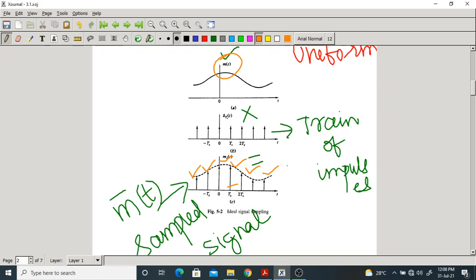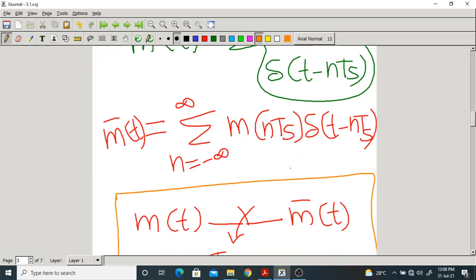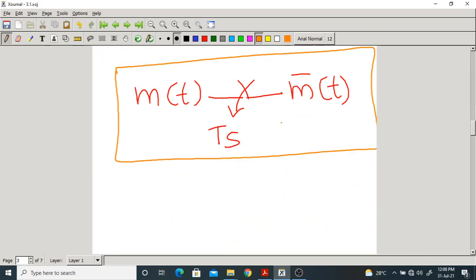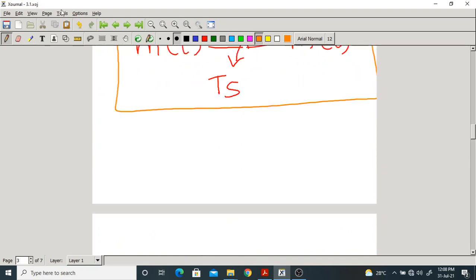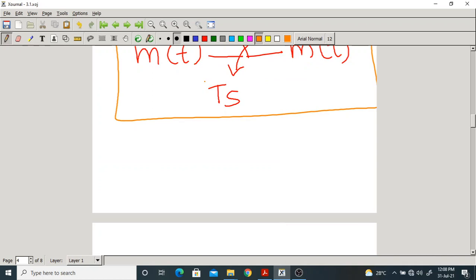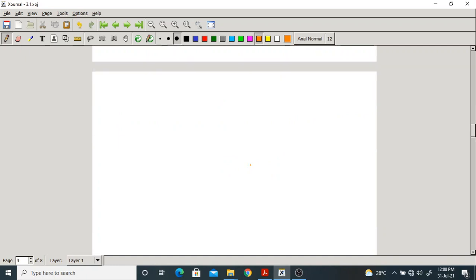Okay. Now, this is the mathematical expression for the sampled signal. Till now we have done it in the time domain, so let us get into the frequency domain. Time to frequency domain is done by what transform? Fourier transform. Okay.